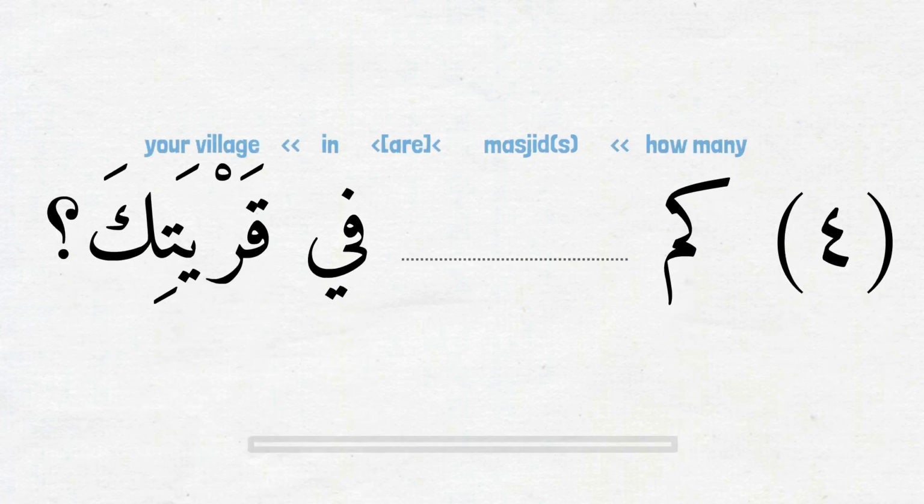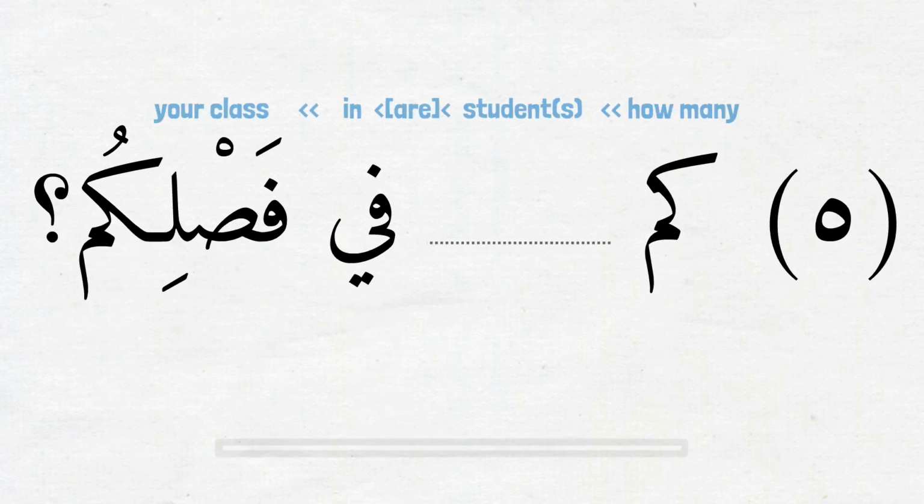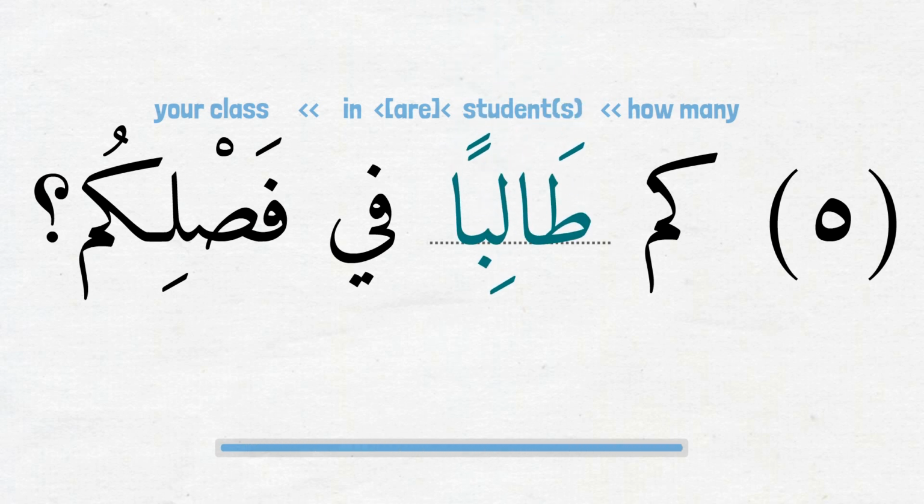Sentence 4. كم مسجدا في قريتك? How many masjids are in your village? Sentence 5. كم طالبا في فصلكم? How many students are in your class?